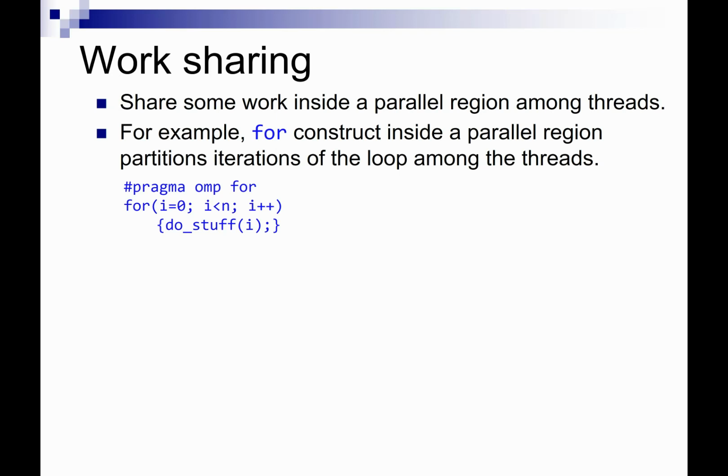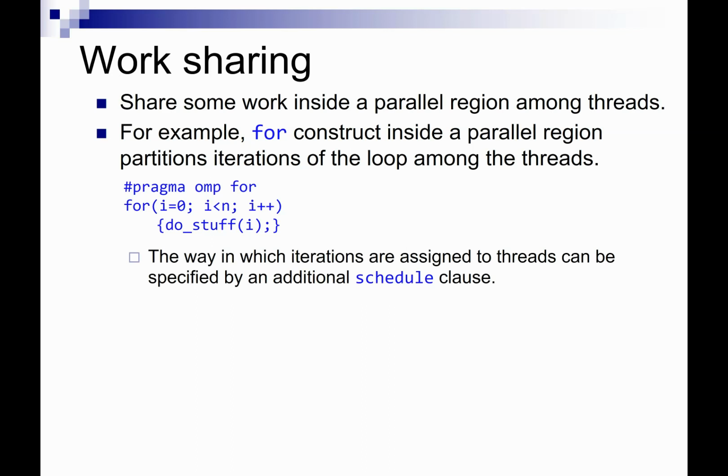So the way you can take this for loop and break it up among your different threads is that once you're in a parallel region, you can write this pragma omp for. Now this is going to take this for loop and break it up among all the threads that you created, so different threads will do different iterations. How do you know which threads are going to do which iterations? Well, this is controlled by something called a schedule clause. I'll show you more details about this later.